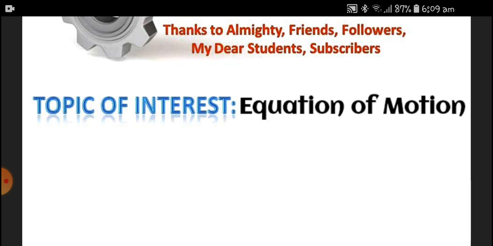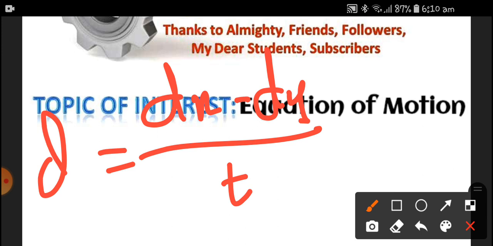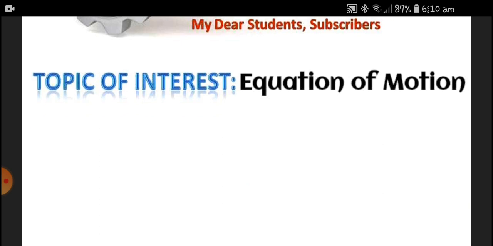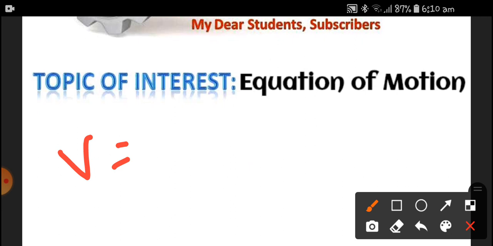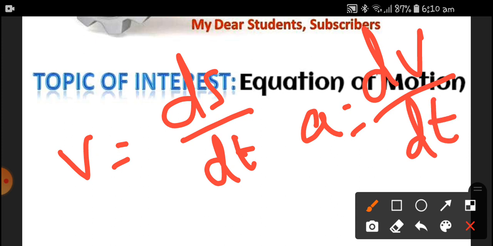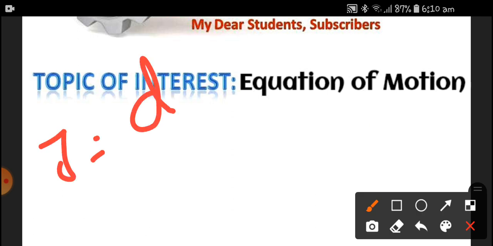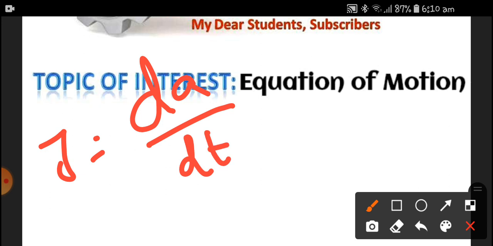Here I want to give the definitions. The rate of change of position with respect to time is called displacement. That is, the difference of position X to position Y with respect to time is called displacement. Velocity is equal to the rate of change of displacement with respect to time. Acceleration is equal to the rate of change of velocity with respect to time. Jerk is the rate of change of acceleration with respect to time.